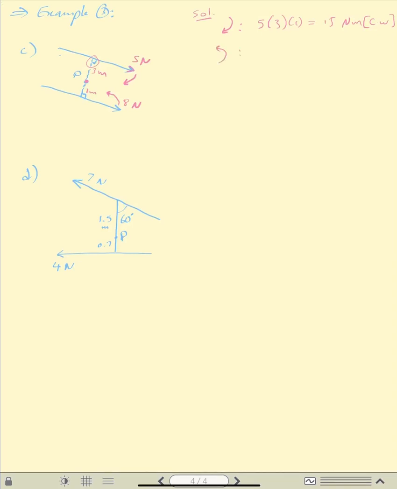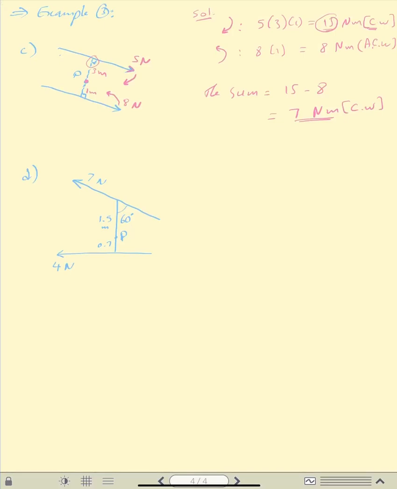Anti-clockwise, which is 8 Newtons times 1 meter, which is 8 Newton meters anti-clockwise. So 15 is more, so the sum is 15 minus 8, which is 7 Newton meters. What's the larger value, dear students? 15. What is the direction? Clockwise. So the direction of the sum will follow the larger value, the larger magnitude.